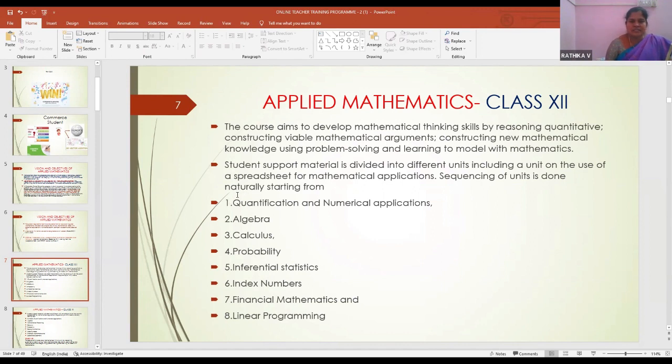So this is the class 12 syllabus. Quantification and numerical applications is unit 1. So I have taken it unit wise. Unit 2 is algebra. Unit 3 is calculus. Unit 4 is probability.